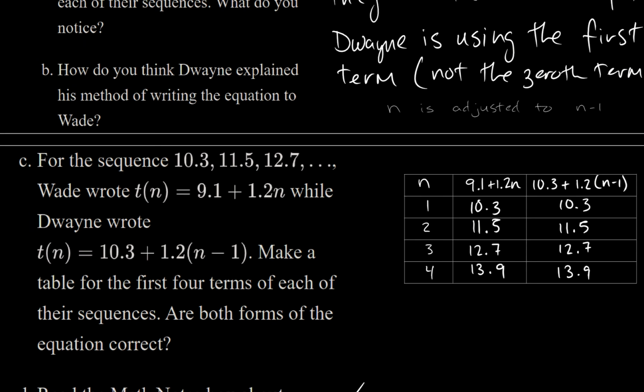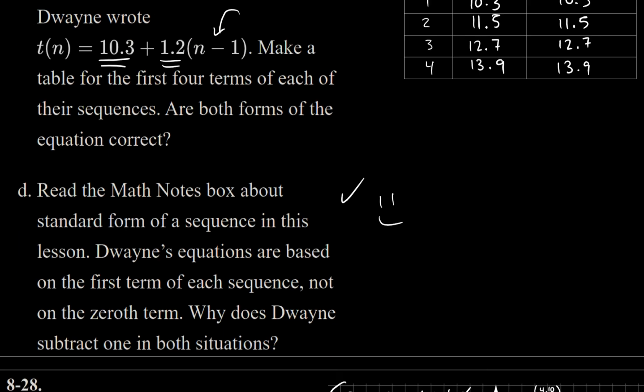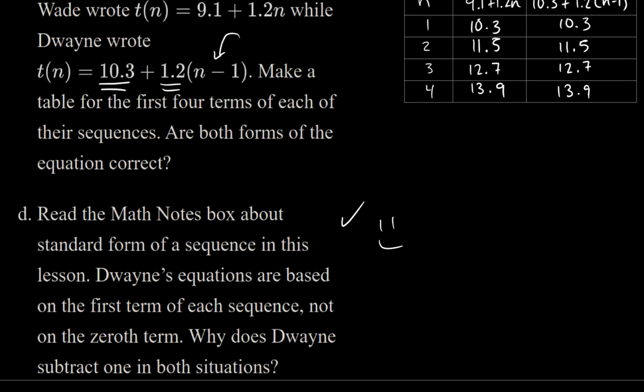So as long as we make this adjustment, where we change the n to n minus 1, it's totally fine if we use the first term. This is the first term in the sequence, right? No problems. And then next it says, read the math notes about standard forms of a sequence in this lesson. Dwayne's equations are based on the first term of each sequence, not the zeroth term. Okay. Excellent. Let's move on.